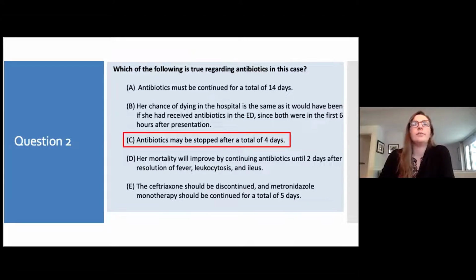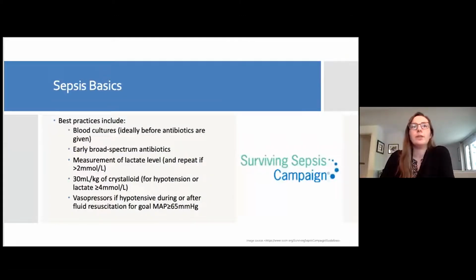The correct answer is C. So let's talk a little bit about sepsis. Based off of the Surviving Sepsis guidelines, we have some best practices for care of patients with sepsis, and these include blood cultures, ideally drawn before antibiotics are given, early broad spectrum antibiosis, measurement of a lactate level and a repeat if it's high, giving 30 cc's per kg of crystalloids if the patient is hypotensive or if the lactate is particularly elevated, and using vasopressors to maintain a goal MAP greater than or equal to 65.